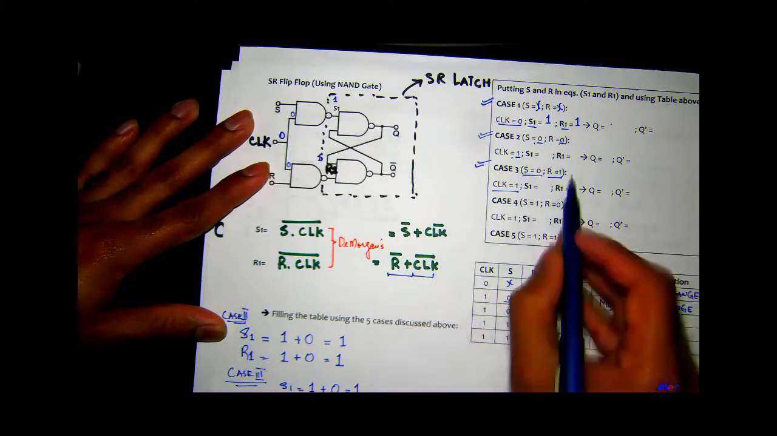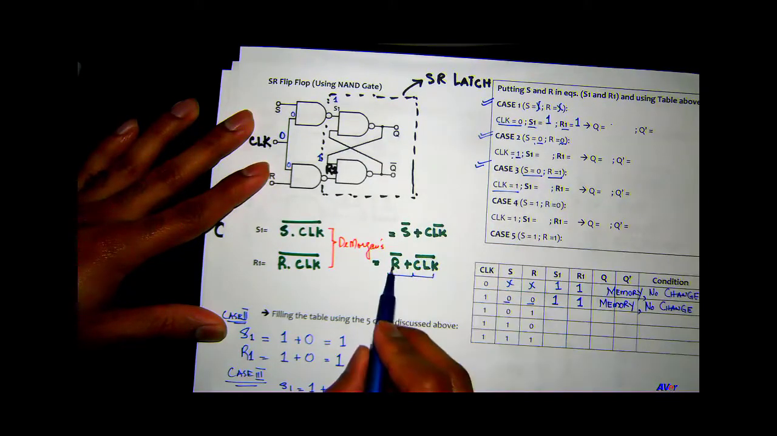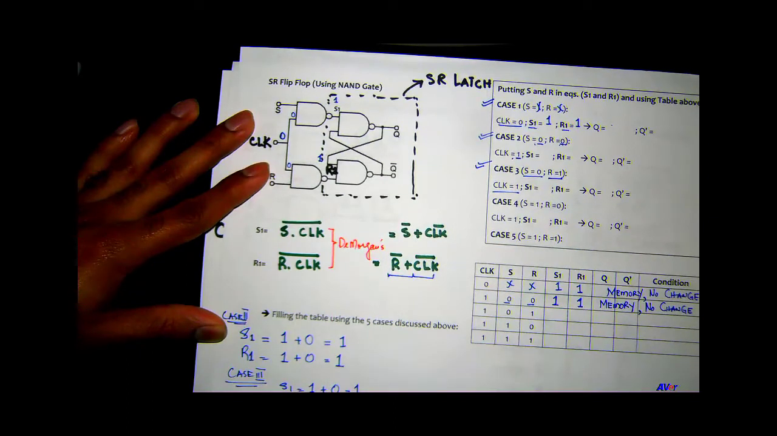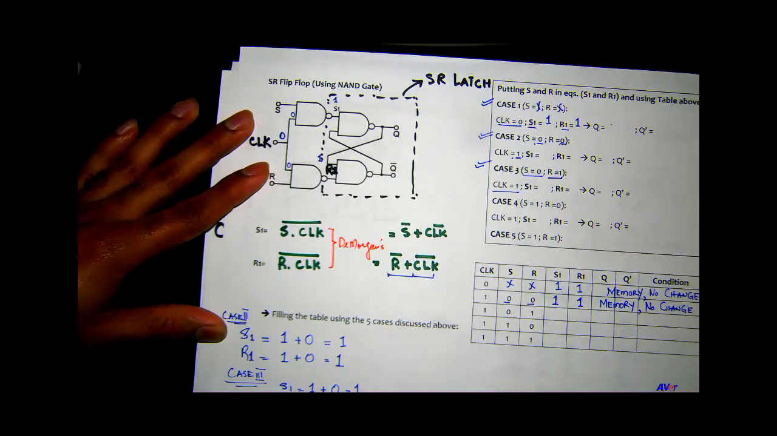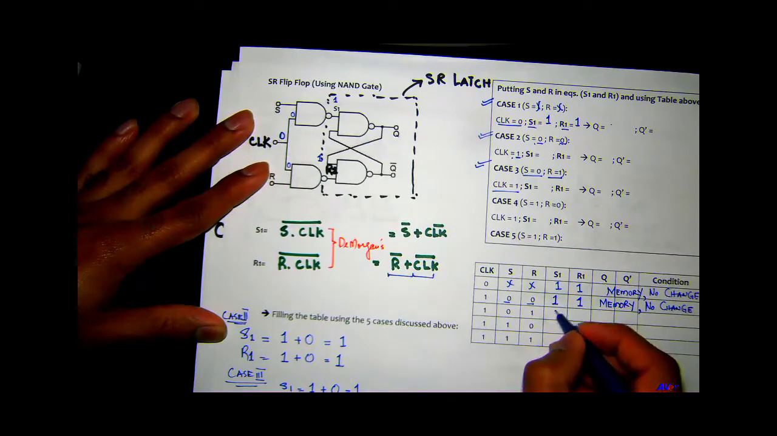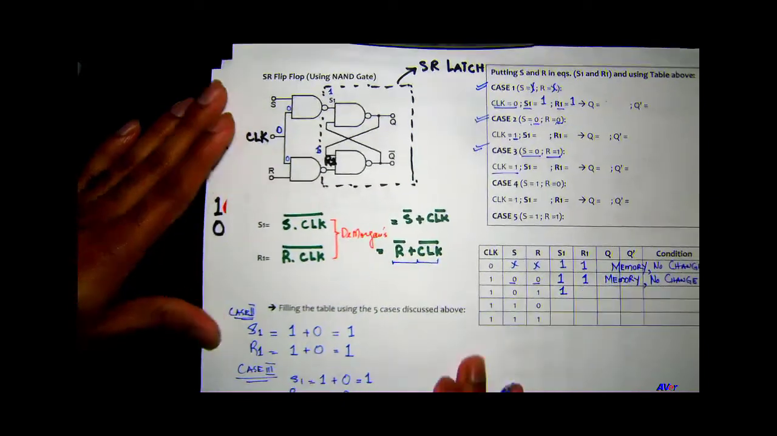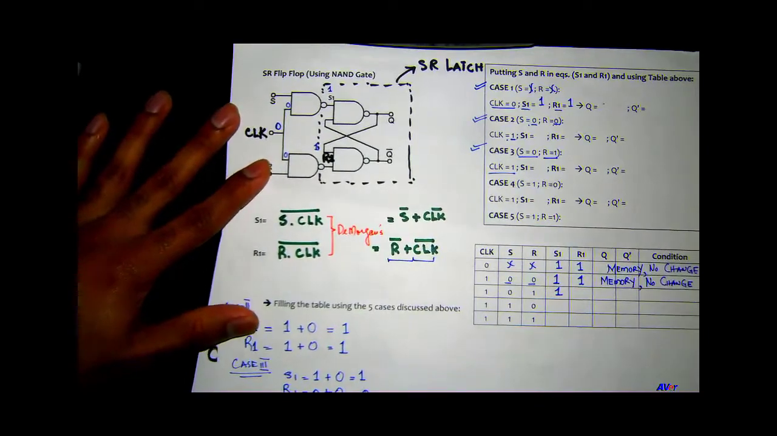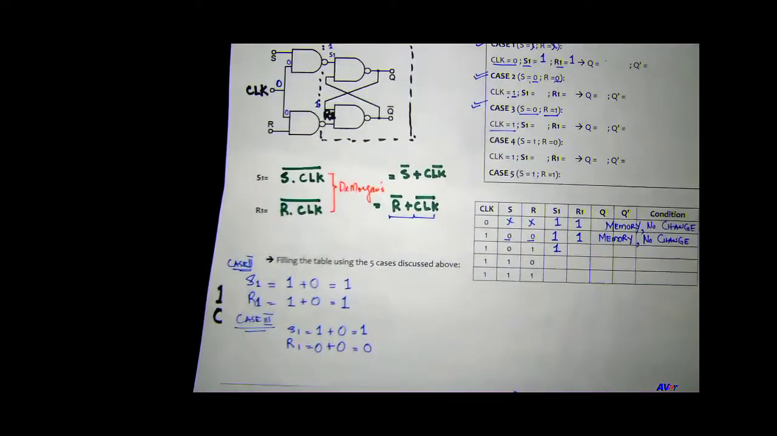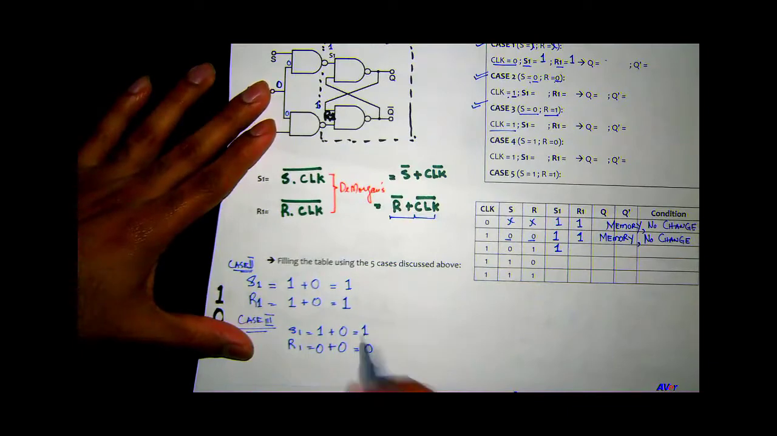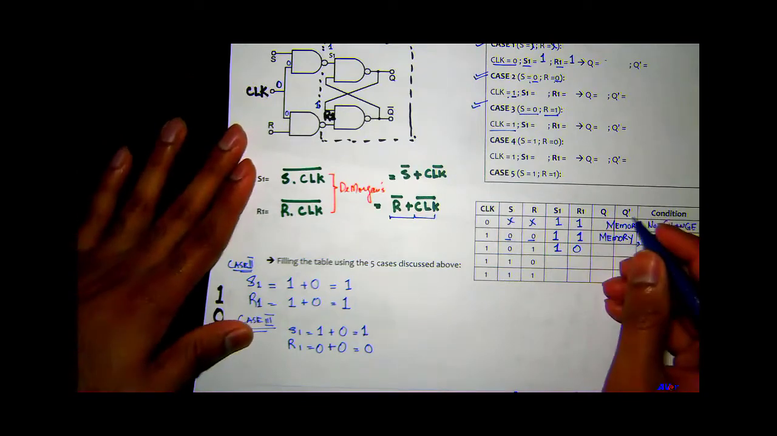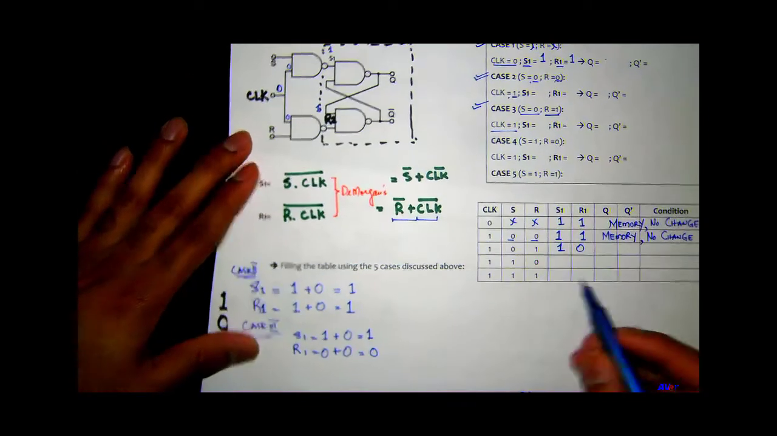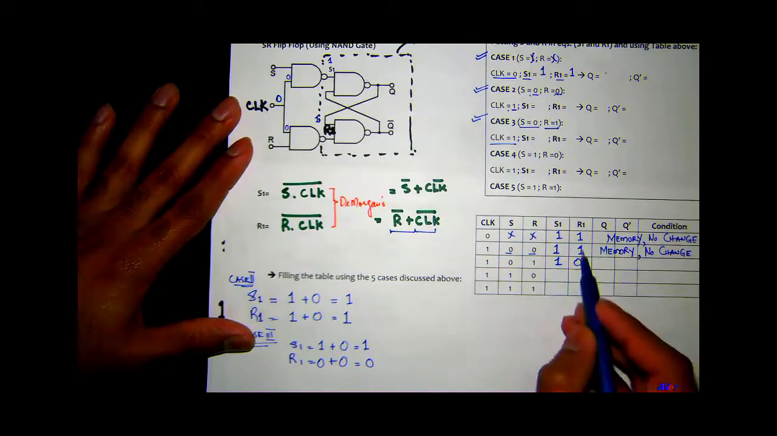R1, again R is 1, so invert of that would be 0. Clock is high, invert of that would be 0. 0 plus 0 gets you 0, so S1 is going to be 1, and R1 is going to be 0. So this is the situation that we have: S1 is 1, R1 is 0.